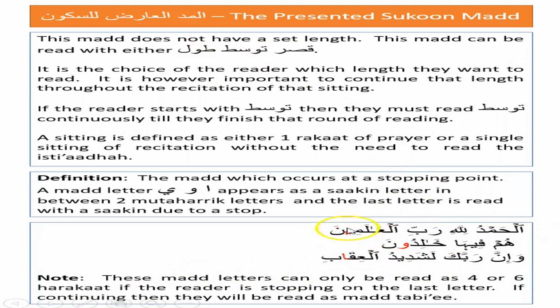So there has to be a mad letter in between two mutaharrik letters, but this last one will be presenting a sakin due to an end of an ayah or running out of breath or a stopping point. So that's al-maddul aridu lis-sukun. It's pretty simple, pretty straightforward.